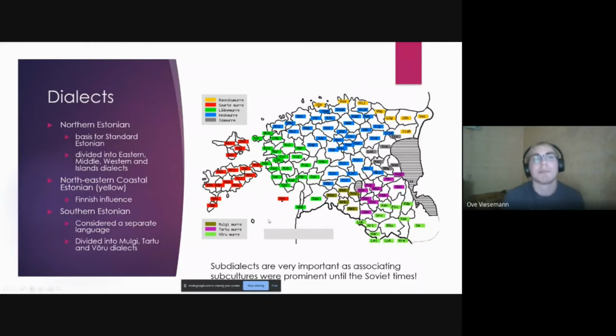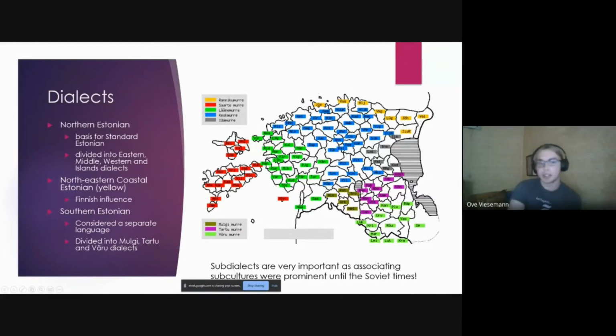Dialects. So there's Northern Estonian, which on this map here is the red, green, blue, and gray. It is the basis for standard Estonian. This is divided into Eastern, which is gray, Middle, which is blue, Western, which is here the green part, and then Islands dialect, which is the red one. Then Northeastern Coastal Estonia, which is kind of Finnish, because it has lots of Finnish influence, including grammar and vocabulary, and it's this yellow here.